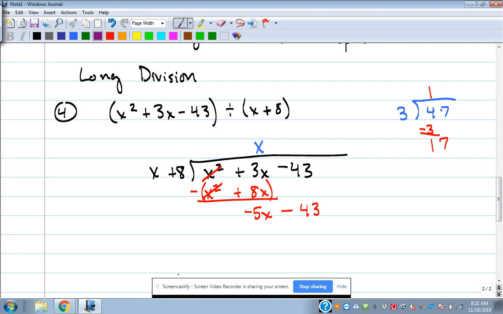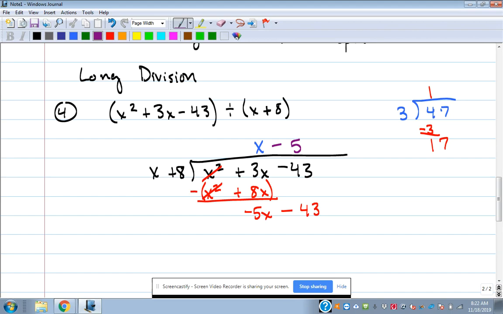The next thing we do is look at the first terms. X and negative 5x is now my first term. What times x gives me negative 5x? Negative 5. So I'm going to put a minus 5 up there. Negative 5 goes up here. I'm putting it over the minus 43 because it's a plain number.